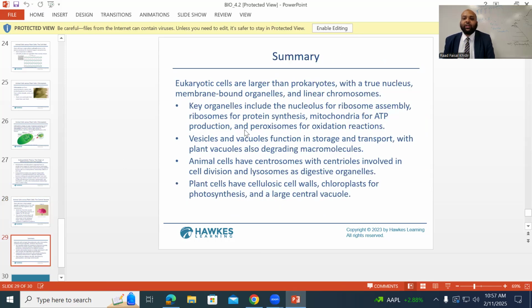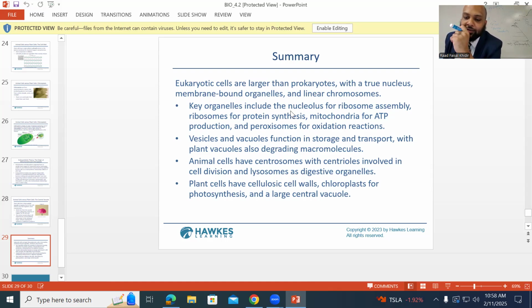So this is a summary: eukaryotic cells are larger than prokaryotes. They have a true nucleus, membrane-bound organelles, and linear chromosomes. The key organelles include the nucleolus for ribosome assembly, ribosomes for protein synthesis, mitochondria for ATP production, and peroxisomes for oxidation reactions. Vesicles and vacuoles function in storage and transport, with plant vacuoles also degrading macromolecules.